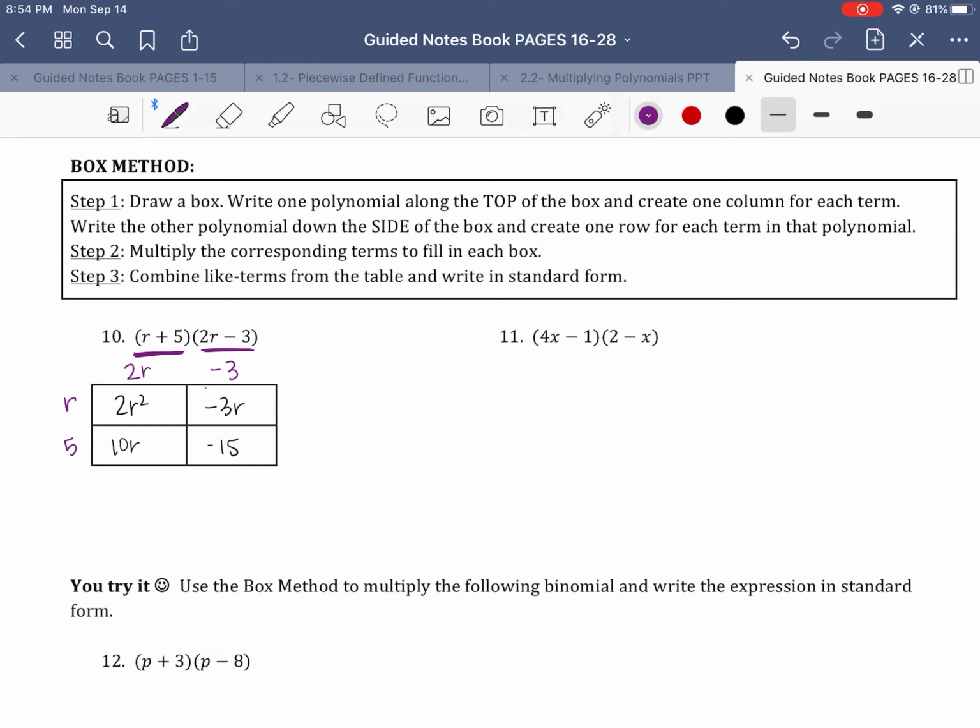The box is really nice because you'll notice that on this diagonal here, you now have your like terms to combine. So once your box is filled, your multiplication is done, and we just want to write this in standard form. So we're going to start with the greatest power, the 2r squared. We then combine 10r, subtract 3r would give me 7r, and then we subtract the 15.